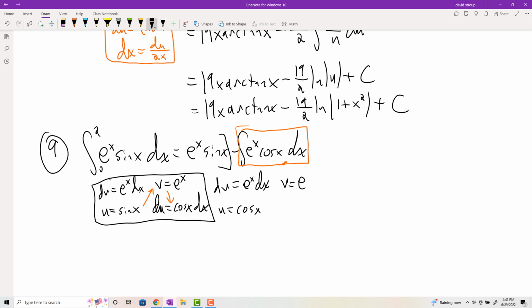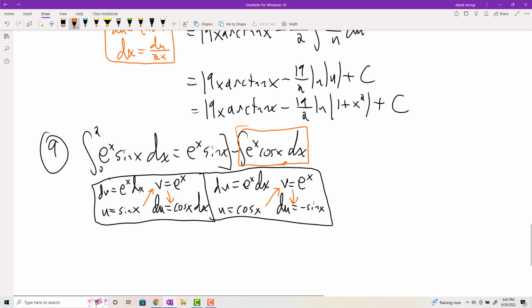The integral of e to the x is just e to the x. The derivative of cosine is negative sine. And then I'm going uv minus v du, u times v minus the integral of v du. So you don't mess with the first term. E to the x sine x is basically staying the same. And then minus the result of this by parts.